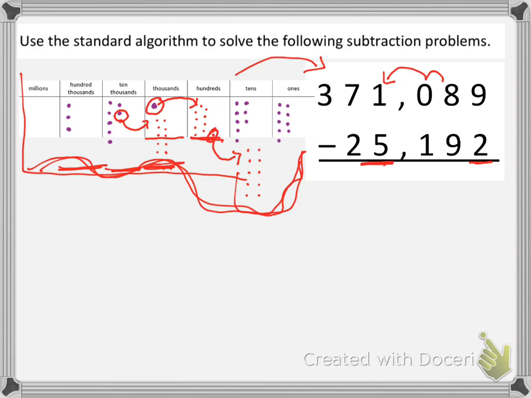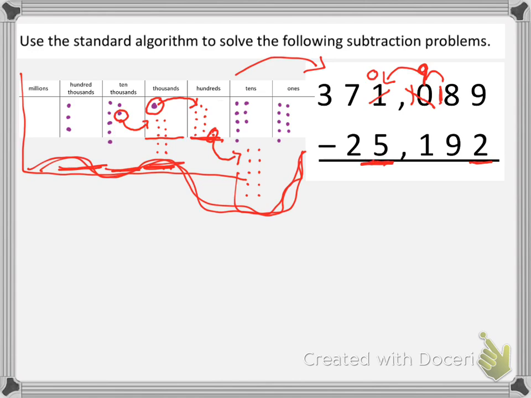1,000, take away 5,000. We can't do either, but we're going to borrow 1 from him. We're going to borrow 1,000 from him, and he's left with a 0. And now I'm left with 10 hundredths. But in order for me to subtract my tens, I need to borrow another from him, and he becomes 9 hundredths, and he becomes 18 tens. But I'm still having a problem with the thousands.